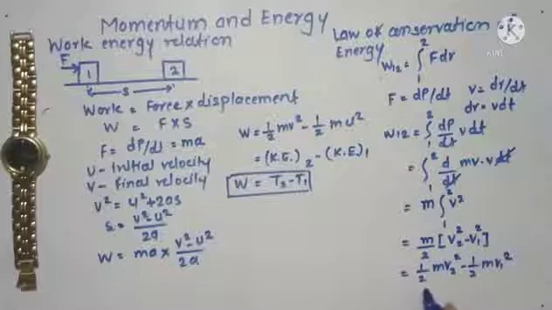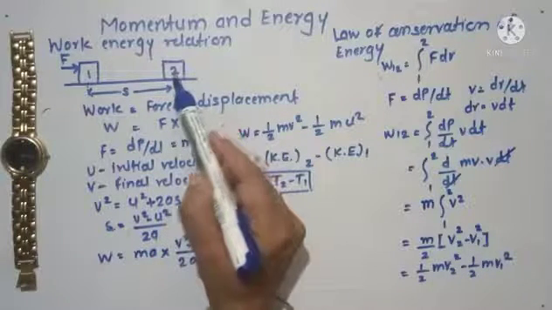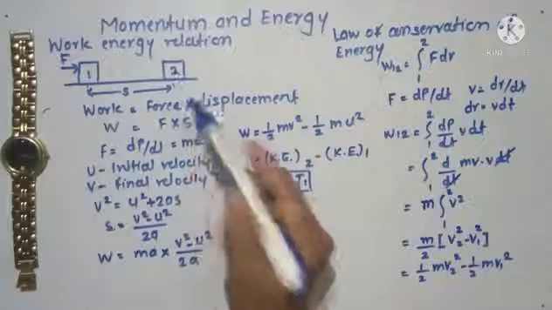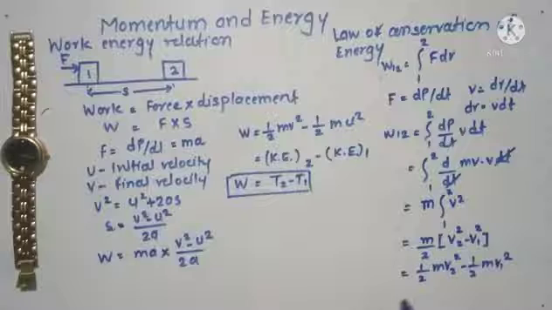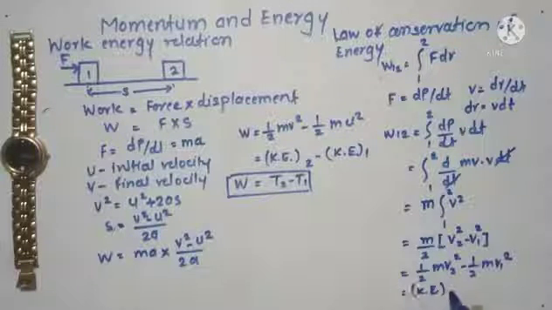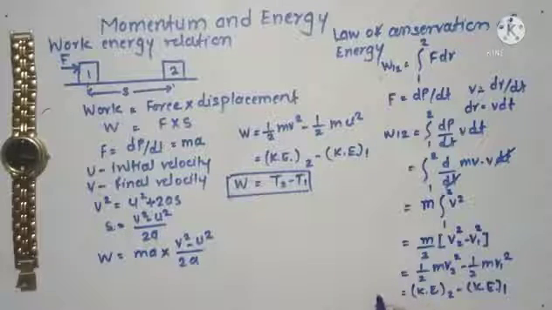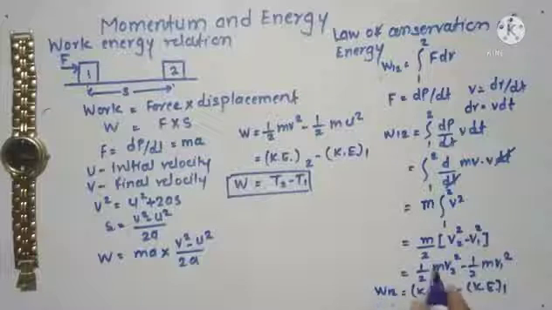1/2 m v2 square is nothing but the kinetic energy of the final position, and 1/2 m v1 square is the kinetic energy of the first position. So I can write here KE2 minus KE1. So this is about the kinetic energy. This is the relation between the kinetic energy and the work function in one form.